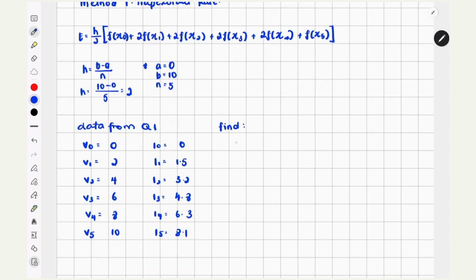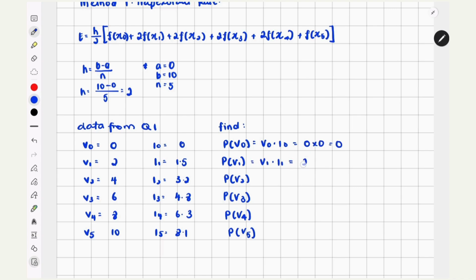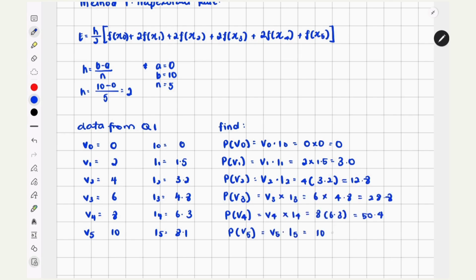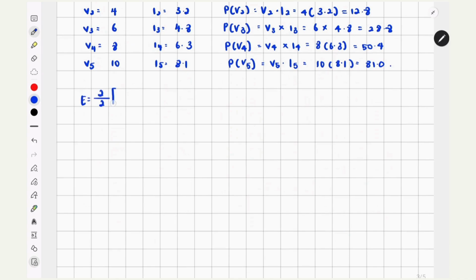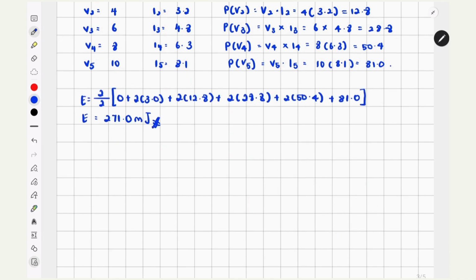Given data from question 1, find P(V0), P(V1), P(V2), P(V3), P(V4), and P(V5). After we get all the values for P, plug all the values into the formula and calculate the energy stored in the capacitor to be 271 millijoules.